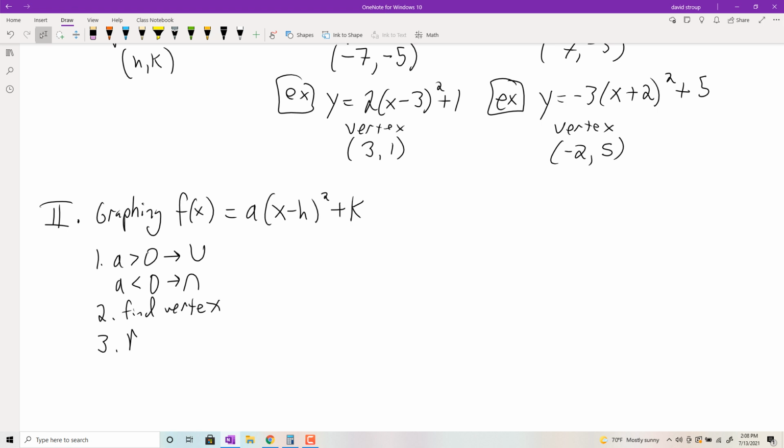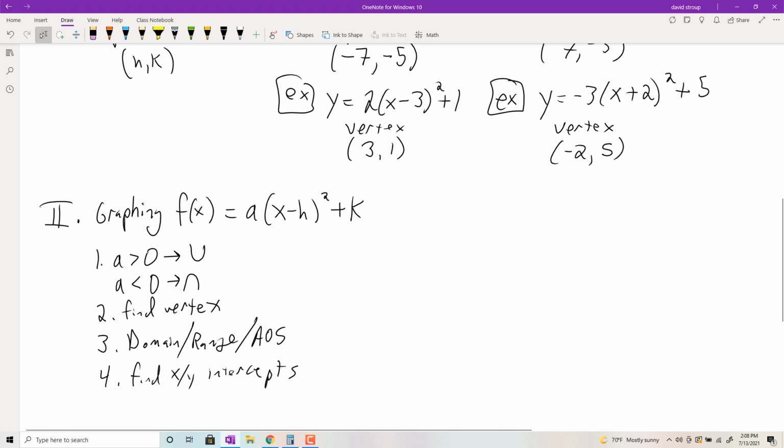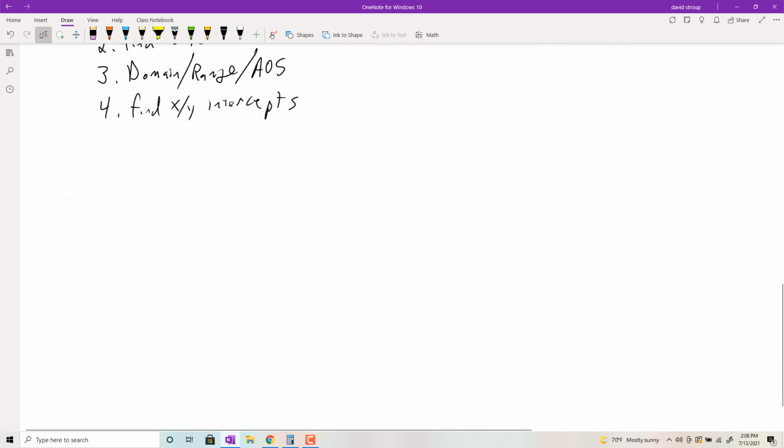Thirdly, get the domain, range, and axis of symmetry. Fourthly, get the x and y intercepts. So let's take a look.